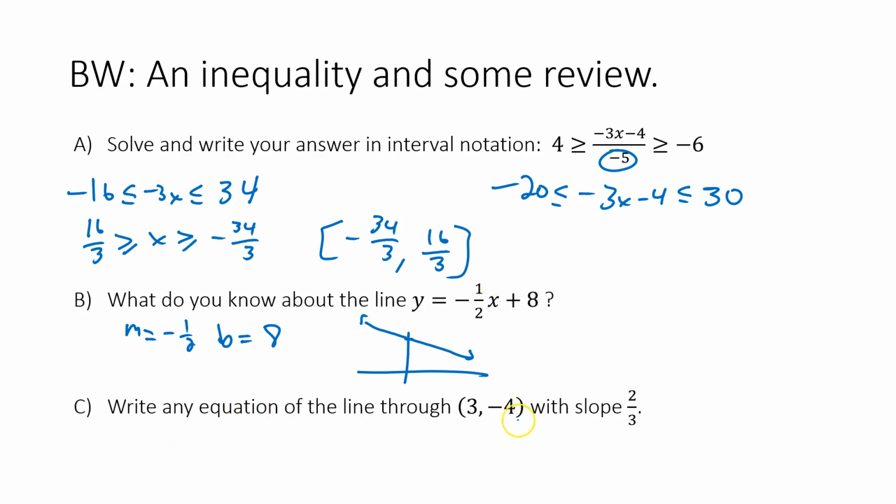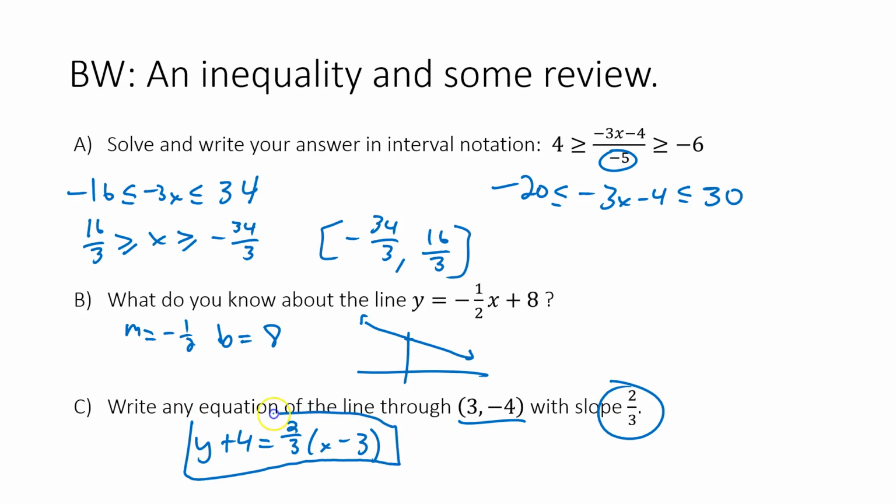Next up, write an equation for the line through this point with this slope. We have a point and a slope, so hopefully you remember what point slope form of a line is. In this case, it's going to be y plus 4 is equal to the slope 2/3 times x minus 3. Kind of looks like the equation for a circle because it's like you have that h, k thing going on. X minus the x coordinate, y minus the y coordinate, and the slope in front.